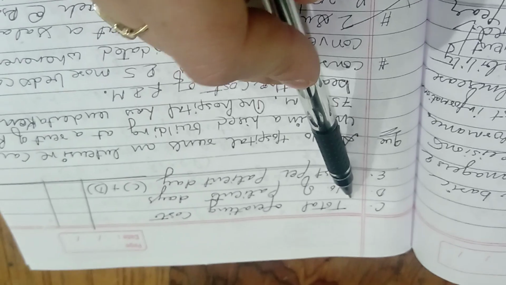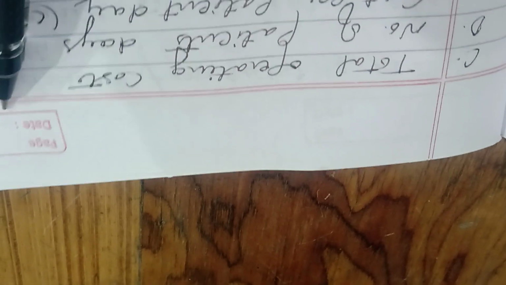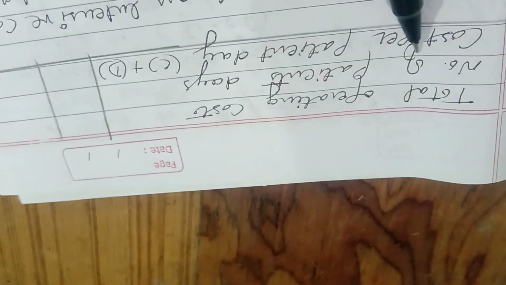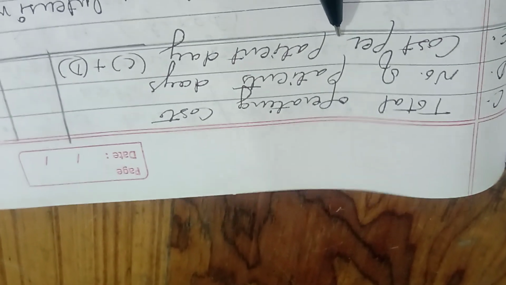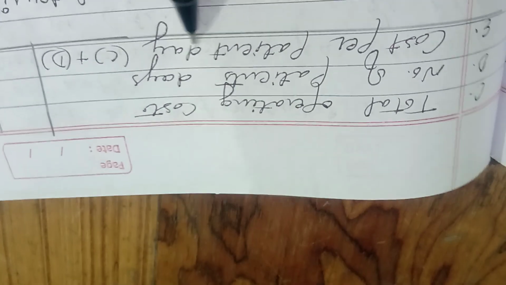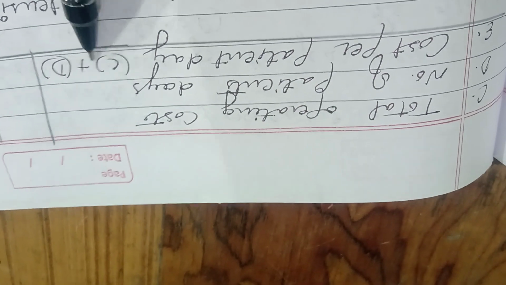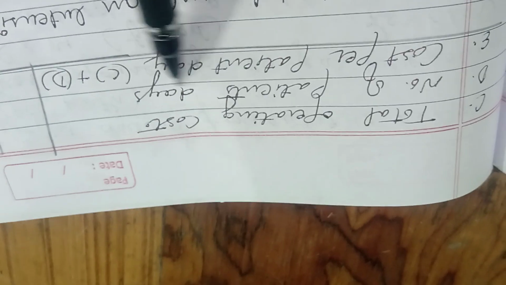Now C will be the total operating cost. Total operating cost, students, means A, the fixed cost, plus B, the variable cost. D is the number of patient days. It is very necessary to compute per patient per day. And finally, the cost per patient day. That means you have to determine how much the hospital costs per patient, on a daily basis. Here it is C and D: the total operating cost divided by the number of patient days.